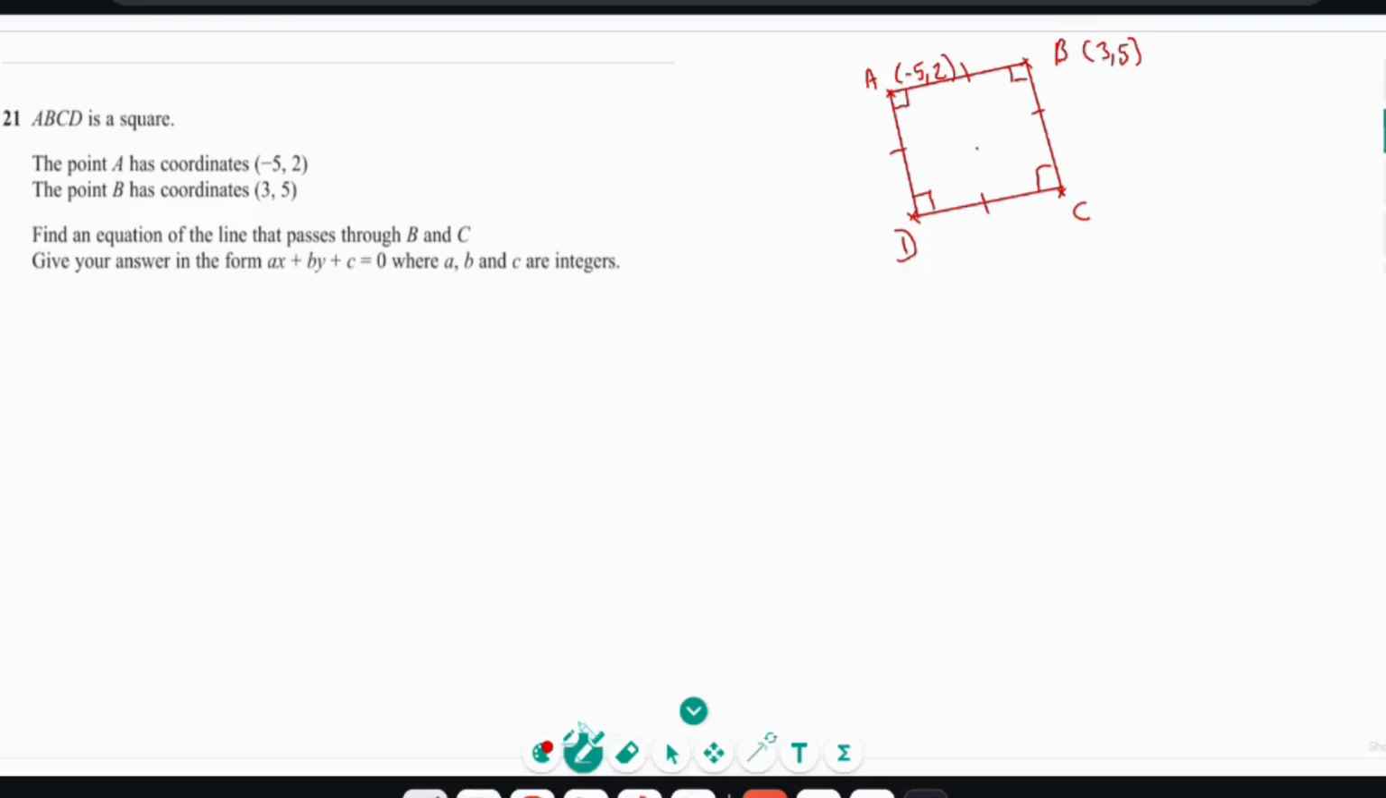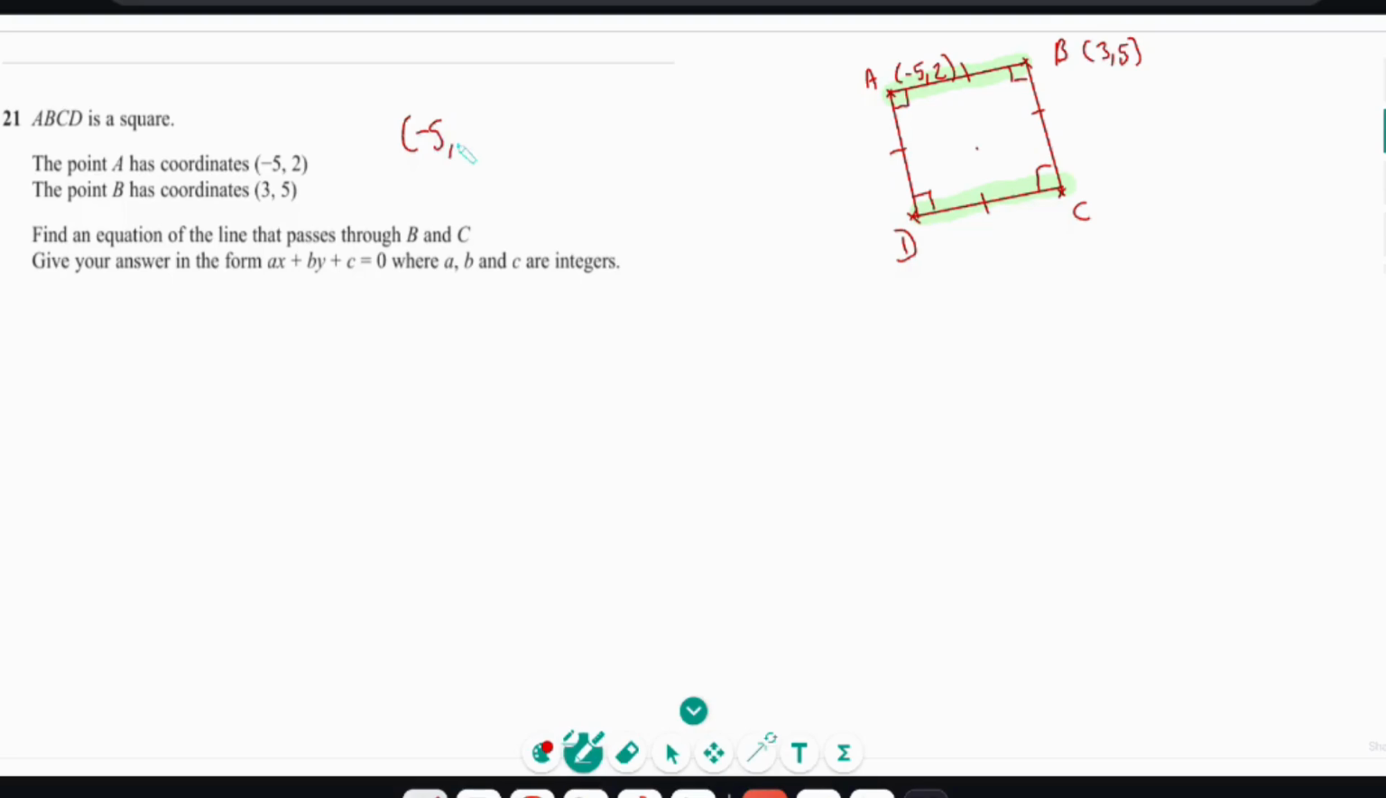So the first thing I'm considering here is, well, we know AB is parallel to DC. They would have the same gradient, right? And we know AD is perpendicular to them, so the gradients multiply to give -1. Right, so let's get the gradient of AB then.